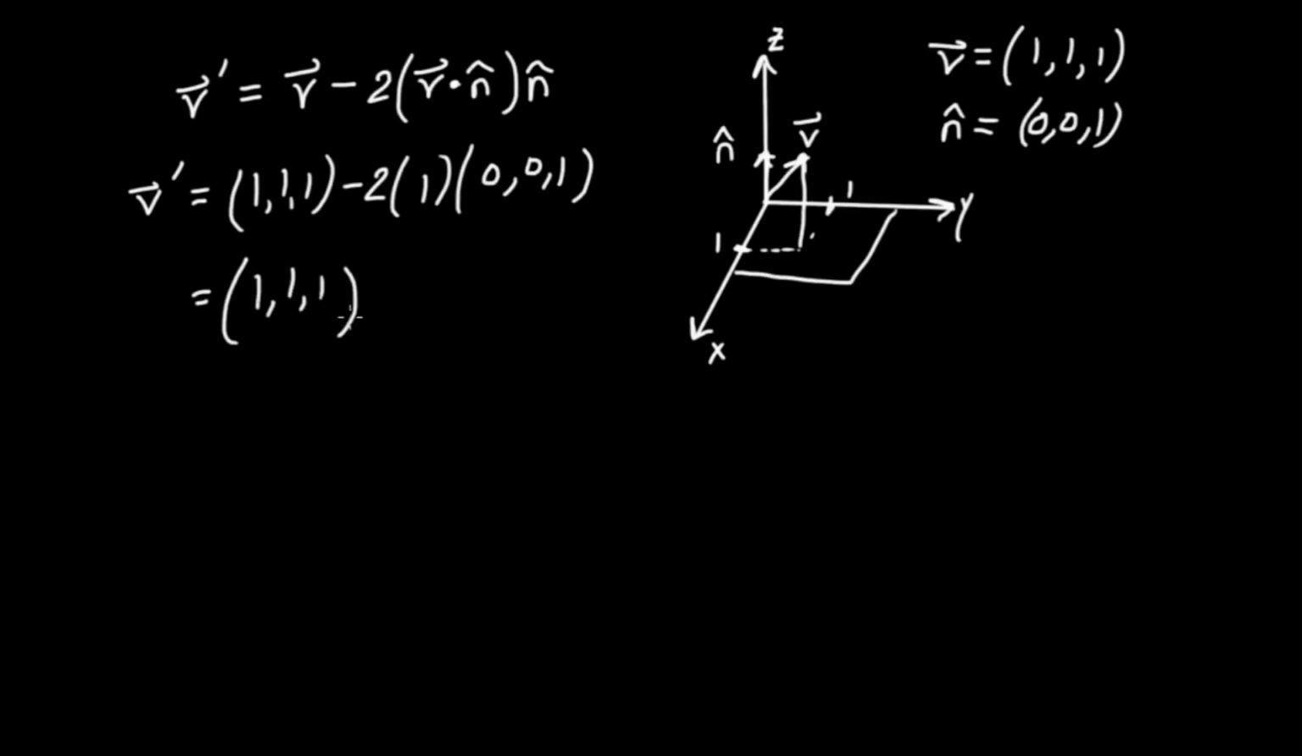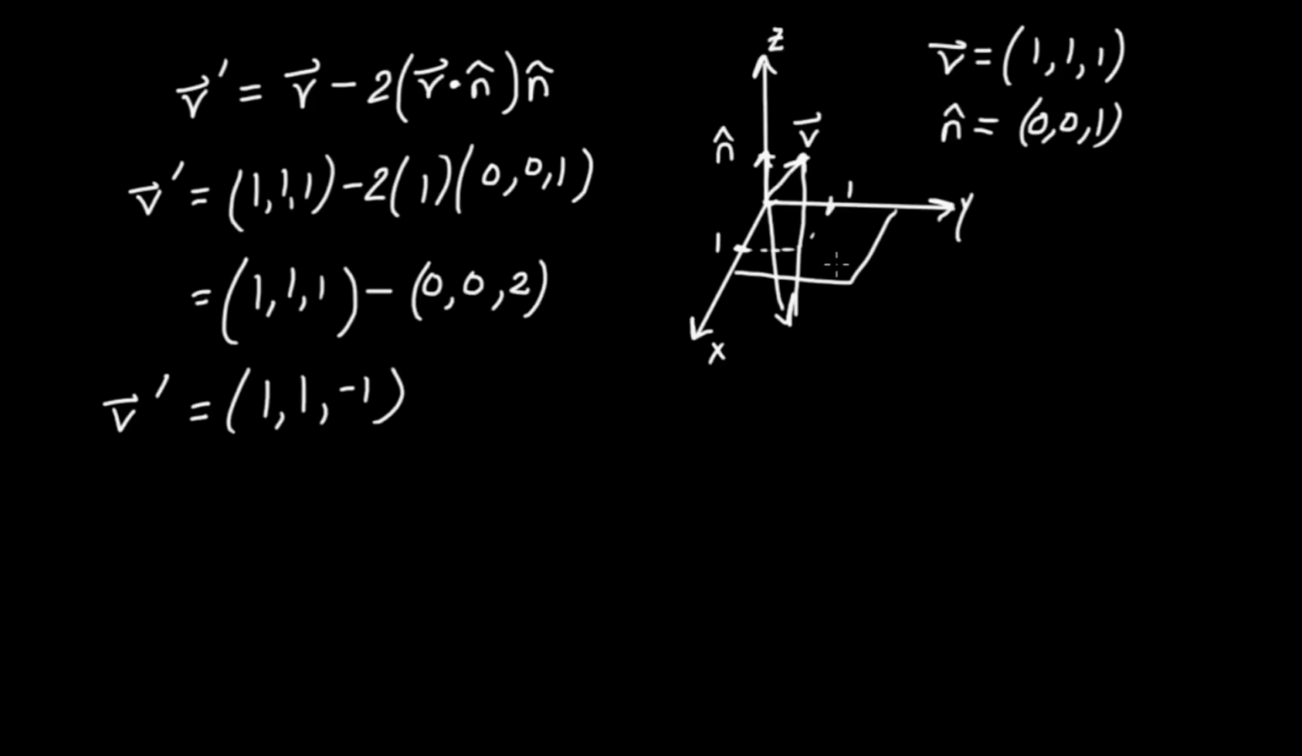I have (1, 1, 1) minus 2 times that vector, which is (0, 0, 2). And I just subtract component-wise, and I get 1, 1, then I have 1 minus 2, which is minus 1. So this formula is telling me that v prime is (1, 1, -1), which makes sense because the x and y components are the same, whereas the z component just got a minus sign. So that vector is going to go, instead of up 1 in the z direction, down 1 in the z direction. So it's going to land somewhere down there.